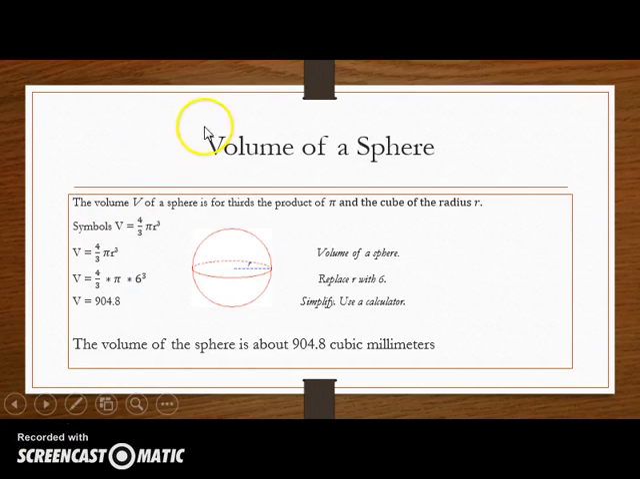Volume of a sphere. The volume of a sphere is 4/3 the product of pi and the cube of the radius. Symbols: 4/3 times pi times the radius cubed. Volume equals 4/3 pi r cubed. Volume equals 4/3 times pi times 6 cubed. Volume equals 904.8. The volume of the sphere is about 904.8 cubic millimeters.